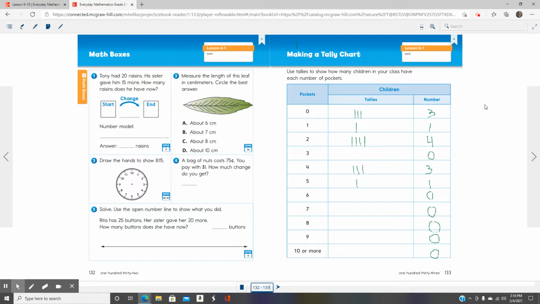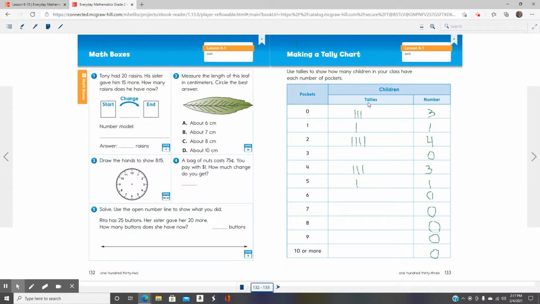Today, the information we collected was how many children in our class have each number of pockets. And we went from 0 to 10 or more pockets. So we went through the number of pockets, and I asked all of the students in the class, raise your hand if you are wearing 0 pockets today. If you have 0 pockets on your clothes or in your clothes, however you phrase it, raise your hand. Well, guess how many kids today in our math class had 0 pockets they were wearing? 3. 3 of them had 0 pockets.